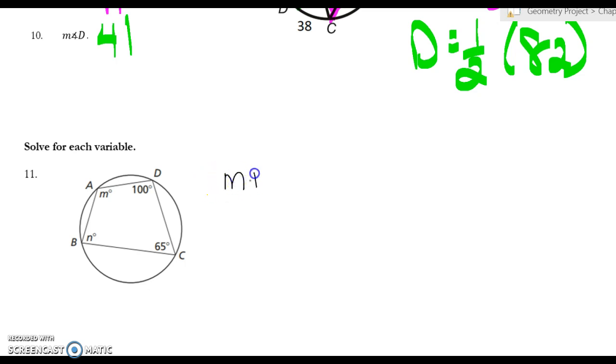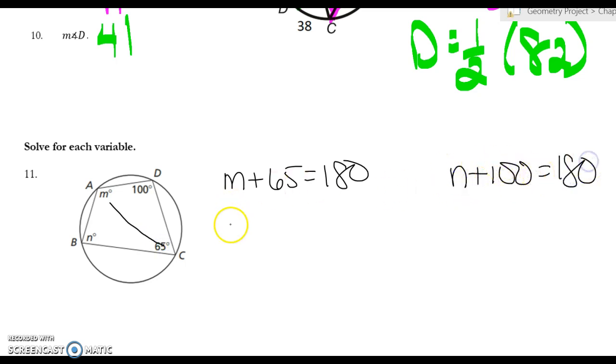Okay, so you should have said M plus 65 is 180 because those are opposite. And then N plus 100 is 180 because those are also opposite. So to get rid of a plus 65, you're going to minus 65. So M is 115. And then for the next one, to get rid of a plus 100, you minus 100. So N is 80.